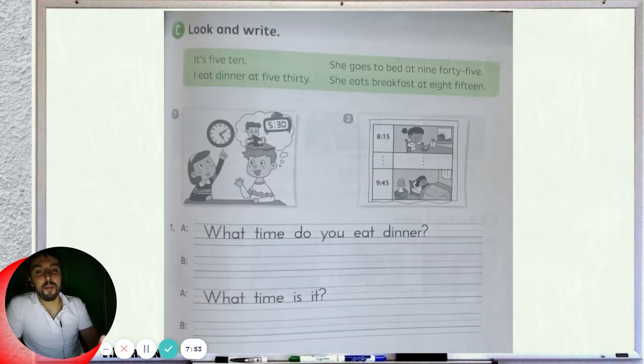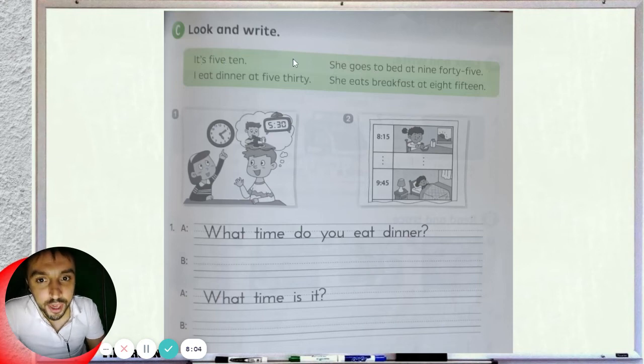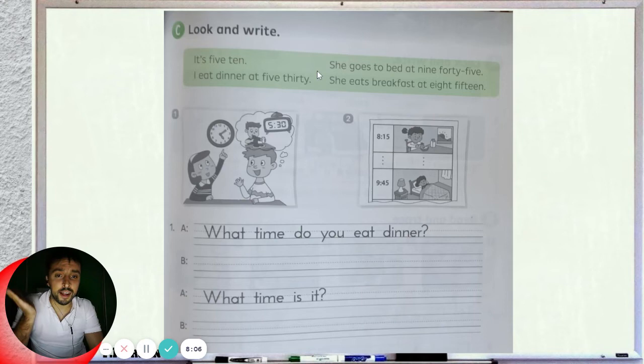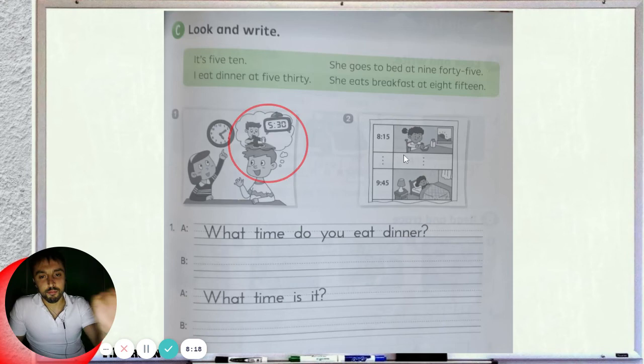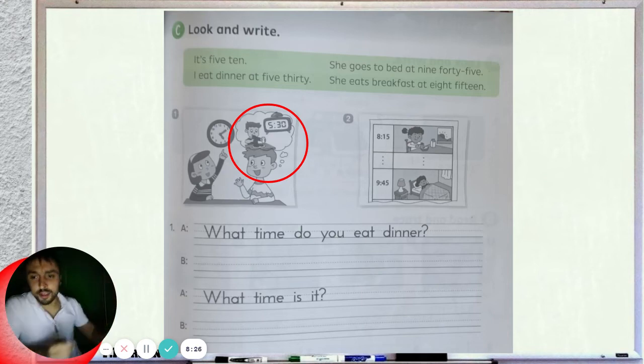Okay. And last part is activity C. So what you need to do, in the green box, it says look and write, okay? So in the green box here, we have your answers. So you have to use the answers in the box to fill in the spaces. So we're looking here for number 1. What time do you eat dinner? She's saying to him, what time do you eat dinner? And he's thinking, this is him eating dinner, and this is the time.